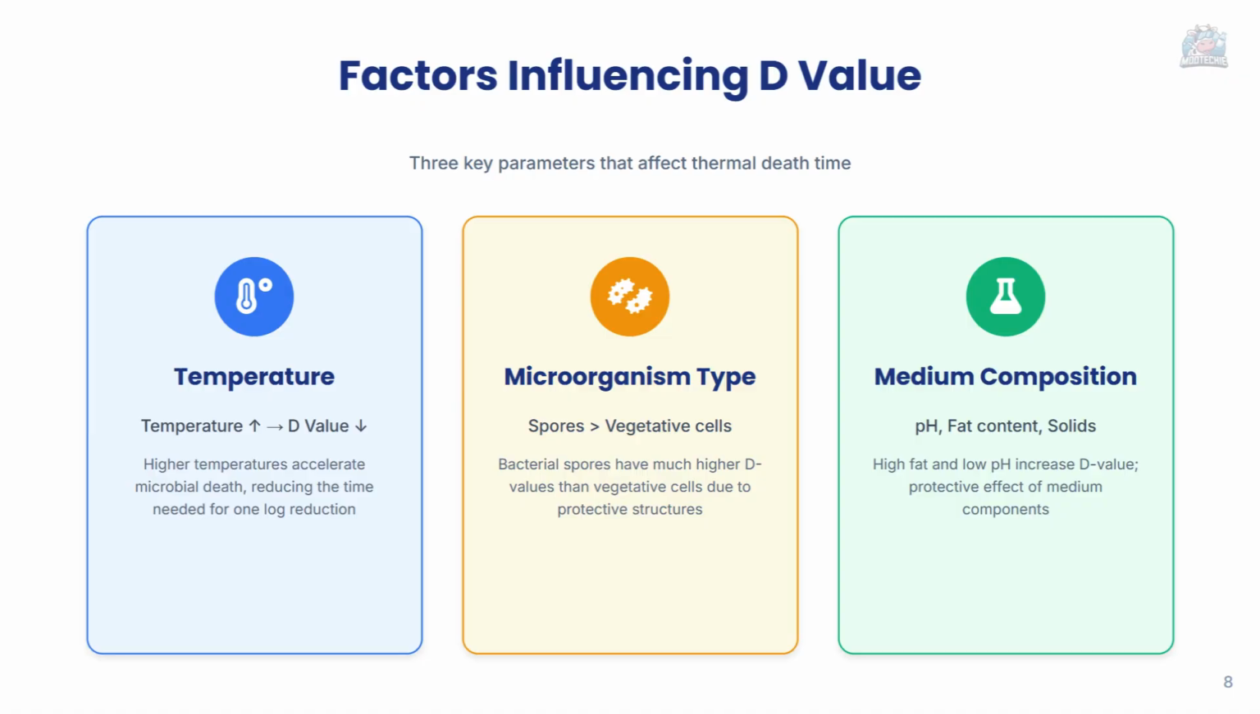Several factors influence the d-value. First, temperature. As temperature increases, the d-value decreases because microorganisms die faster. Second, the type of microorganism. Bacterial spores are usually much more heat resistant than vegetative cells. Third, the composition of the medium. Factors such as pH, fat content, and total solids can protect microorganisms and increase the d-value.